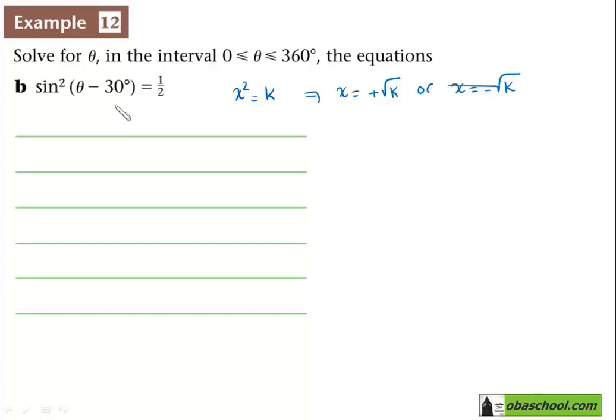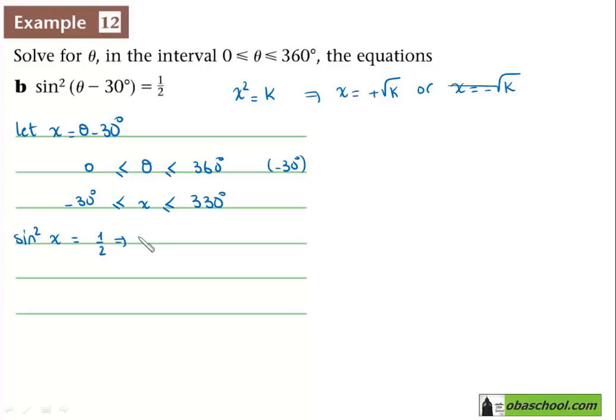However, now we want to replace the existing angle, which is theta minus 30 degrees. So we say, let x be theta minus 30 degrees. Be careful that theta is between 0 and 360 degrees. Now we subtract 30 degrees from each side: minus 30 degrees is less than or equal to x, which is less than or equal to 330 degrees. Now we replace the angle. Sine squared x equals half.